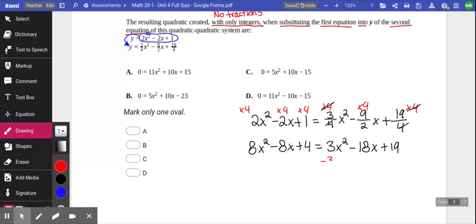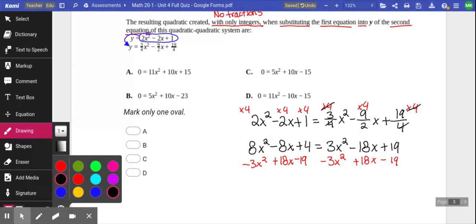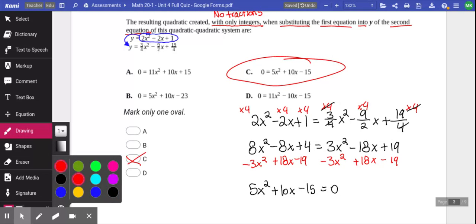So I'm going to do that by moving the right side to the left side. So I'm going to subtract 3x squared. I'm going to add 18x. And then I'm going to subtract 19. This gives me 5x squared plus 10x minus 15 equals 0. If I look, that's option C.